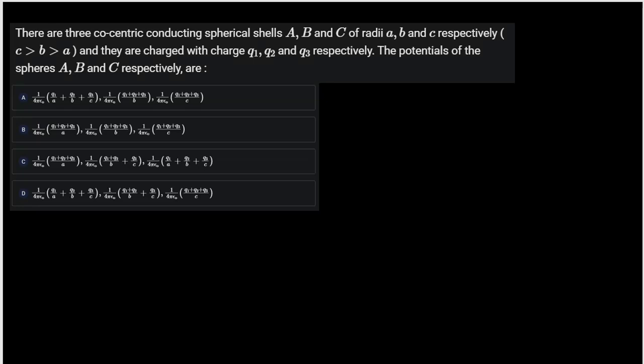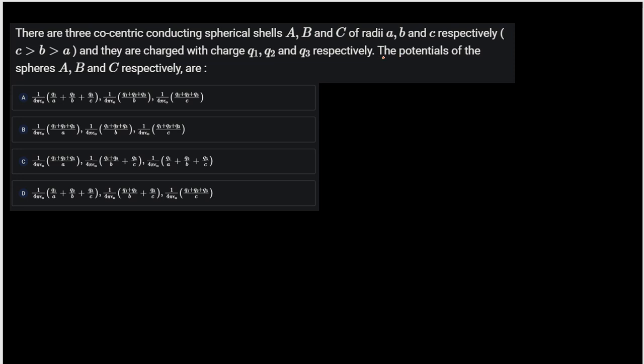Hello everyone. So today we are going to solve one previous year question in JEE Mains asked in the year 2026. This question is from electrostatics and based on the concept of potential. The question says that there are three concentric conducting spherical shells. We have three spherical conducting shells and all of them are concentric, meaning they have the same center.